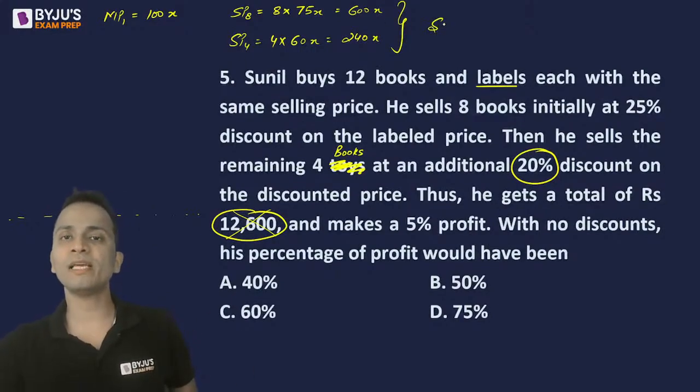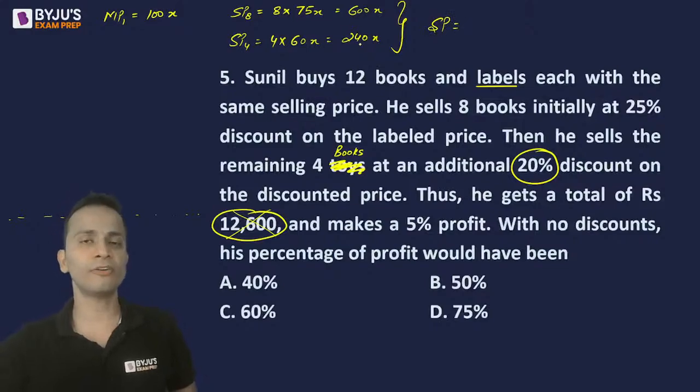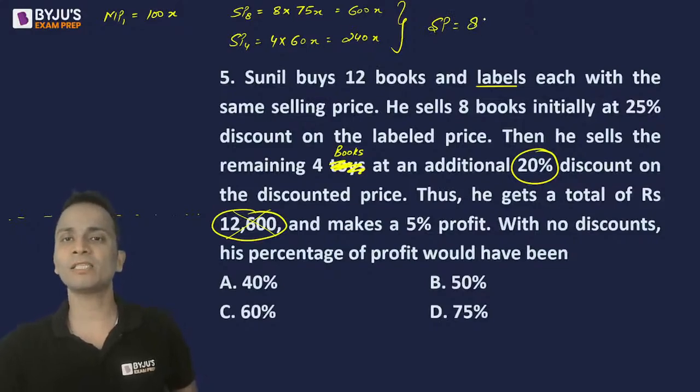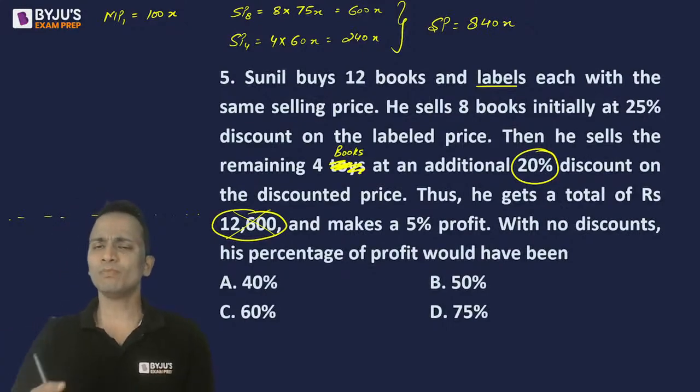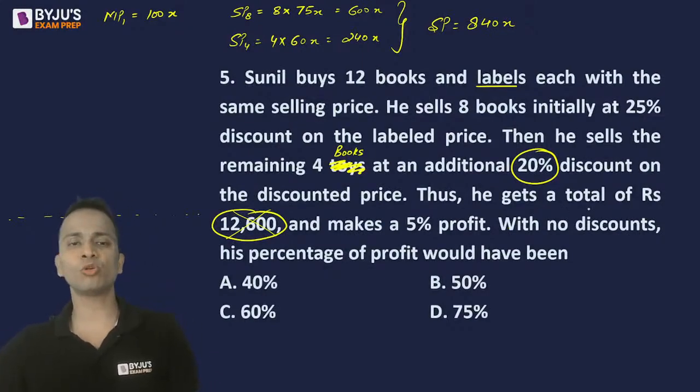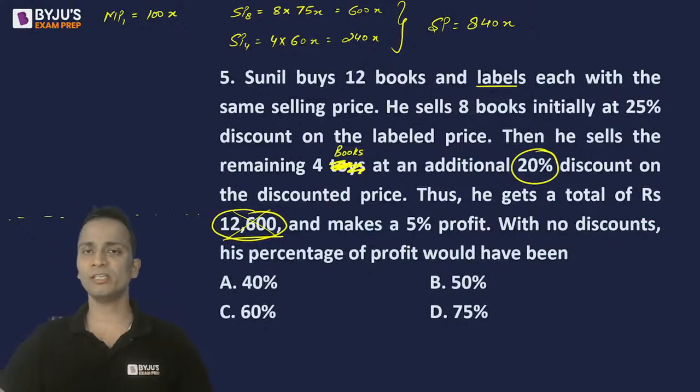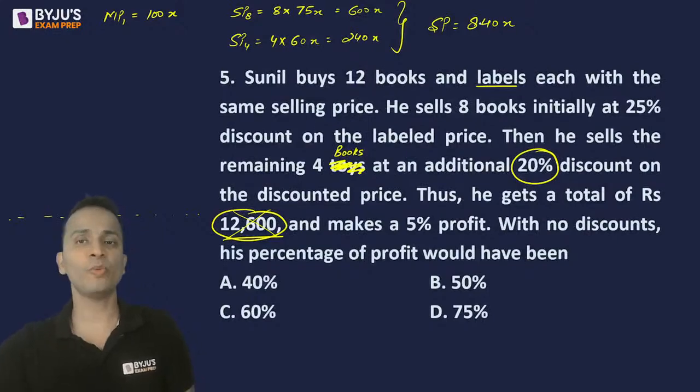So the total selling price is equal to 600 plus 240, that is 840x, right? Now, the question says that he gets a total of rupees 12,600. So you will equate 840x to 12,600 and get the value of x and proceed. Not required at all.